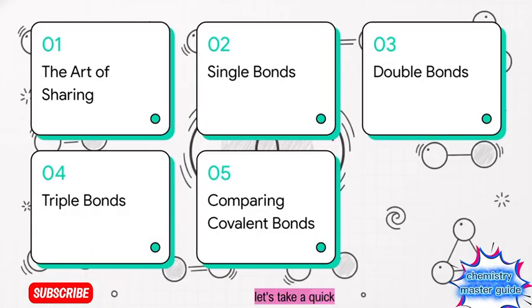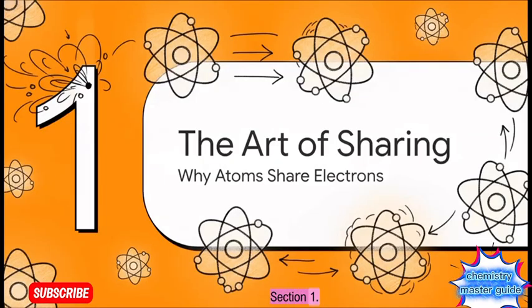All right, let's take a quick look at our agenda for today. First up, we'll explore the art of sharing. From there, we'll walk step by step through single bonds, double bonds, and triple bonds. And finally, we'll wrap things up by comparing their properties in a covalent showdown. Let's get to it. Section 1.